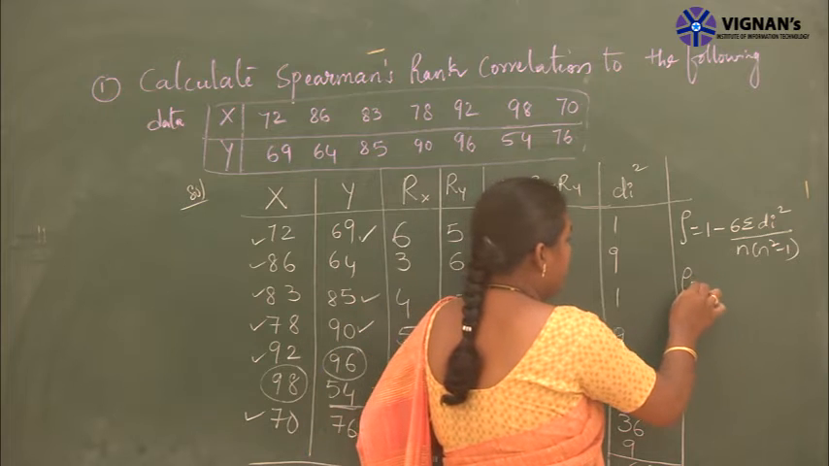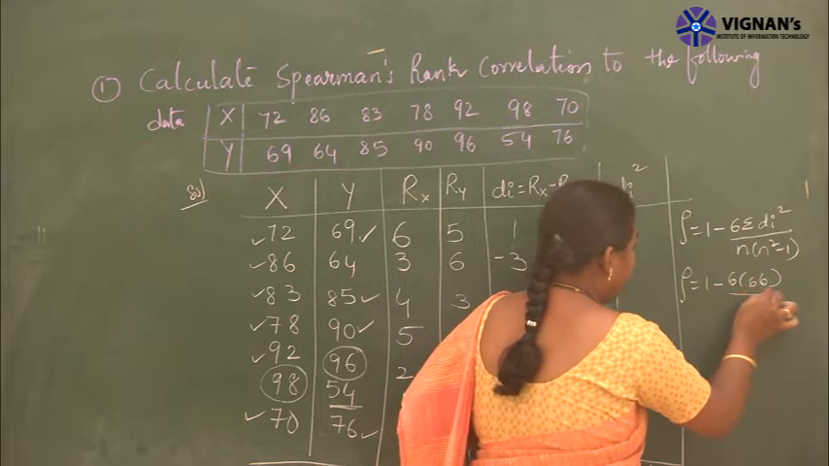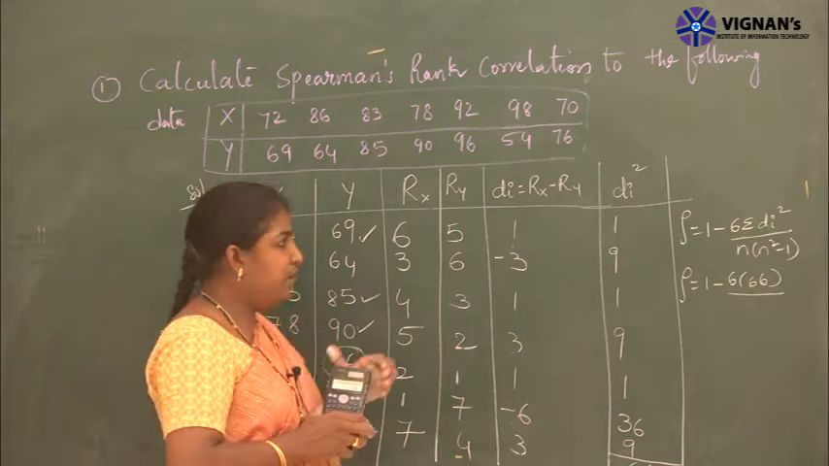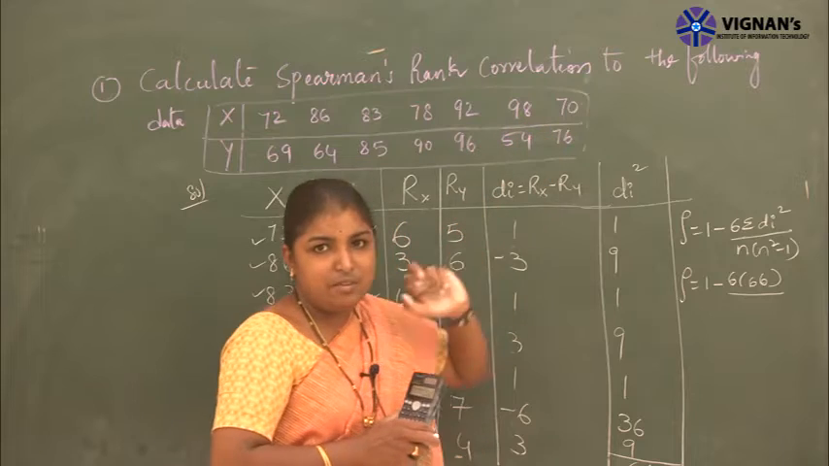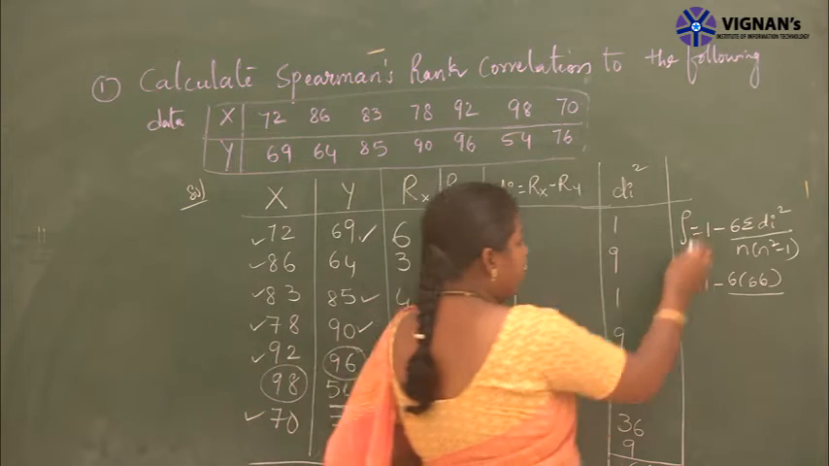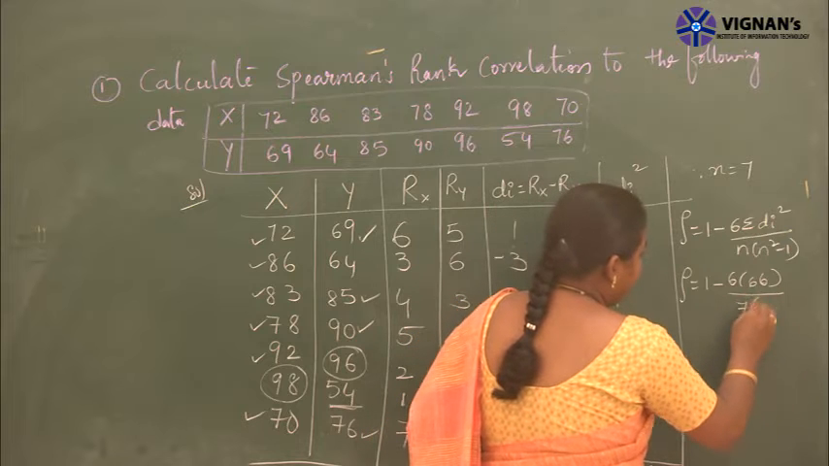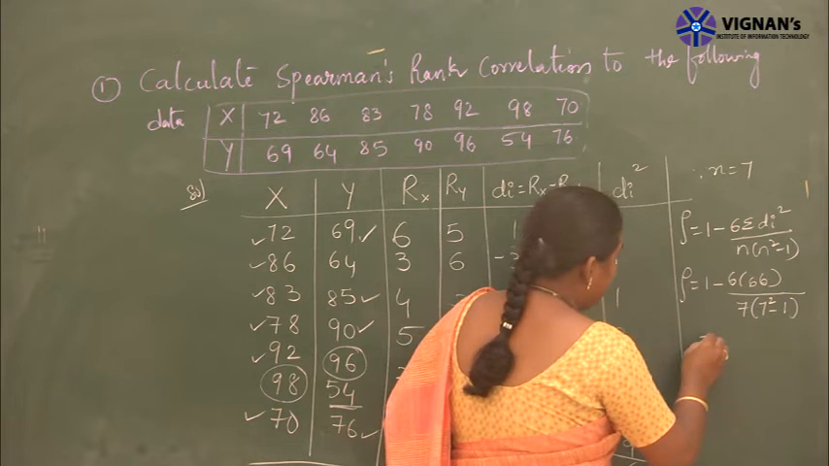So rho is equal to 1 minus 6 into 66 by n into n square minus 1. Here n means the number of observations. 1, 2, 3, 4, 5, 6, 7: we are having 7 observations. Since n is equal to 7, we are substituting 7 into 7 square minus 1. Now we are simplifying this one.